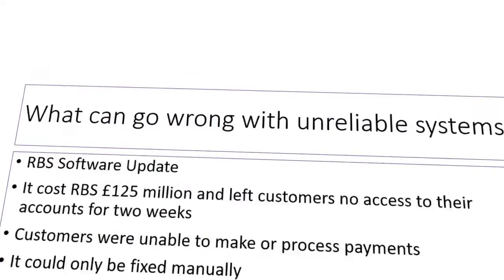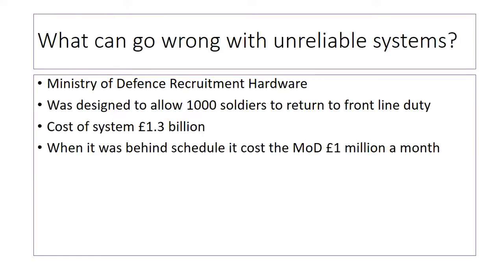The final system we're looking at is the Ministry of Defence Recruitment Hardware. What this was designed for is to allow up to 1,000 soldiers to return to frontline duty from wherever they were. Again, like the NHS IT system, it was a fantastic idea. It was a really good thing to have around. But, as with other complex IT systems like this, it got hit by delays, it got hit by bugs, and the cost of the system was £1.3 billion. When it was behind schedule, it cost the Ministry of Defence £1 million a month just to keep things up to date, just to keep things going. So again, we're looking at another IT system which has had costly failure.